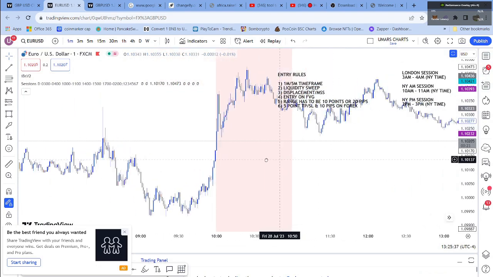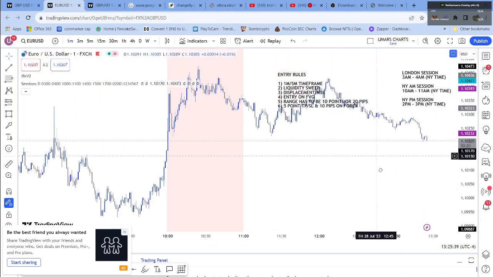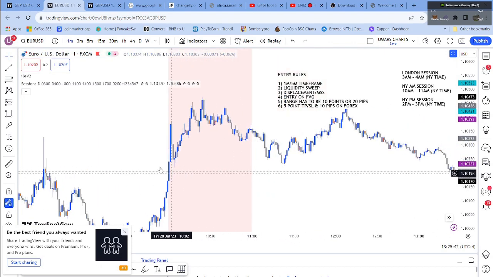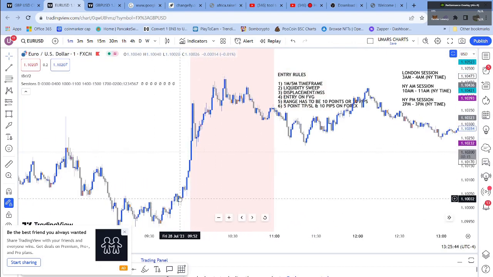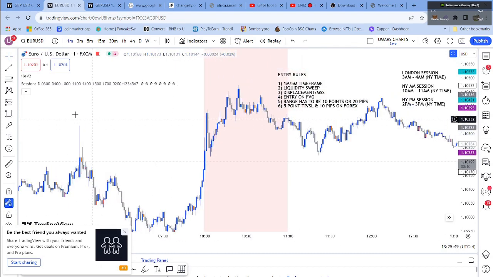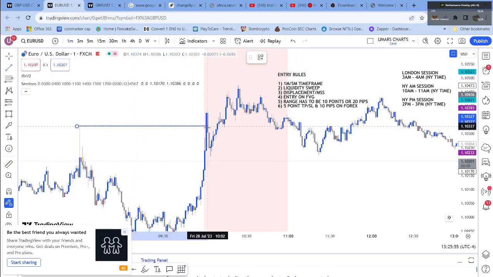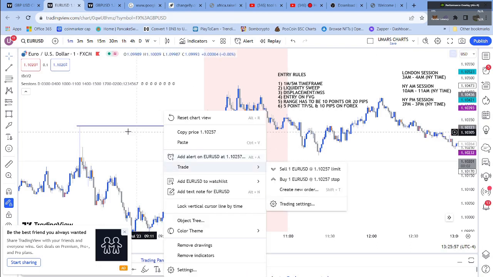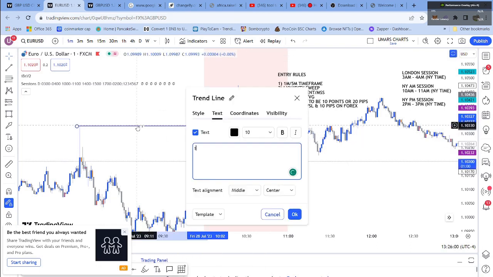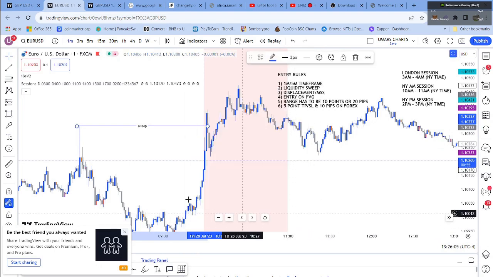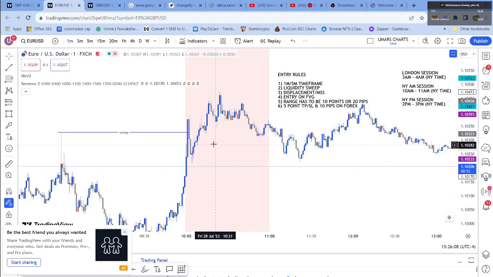Okay, so this was today's New York AM session. We can identify that the market has been moving in an uptrend during the session, and as the kill zone opened, we can identify that this was the liquidity zone. We could see price has swept that liquidity zone. After identifying the sweep of the liquidity zone, what's the next step? Identifying the displacement or market structure shift.